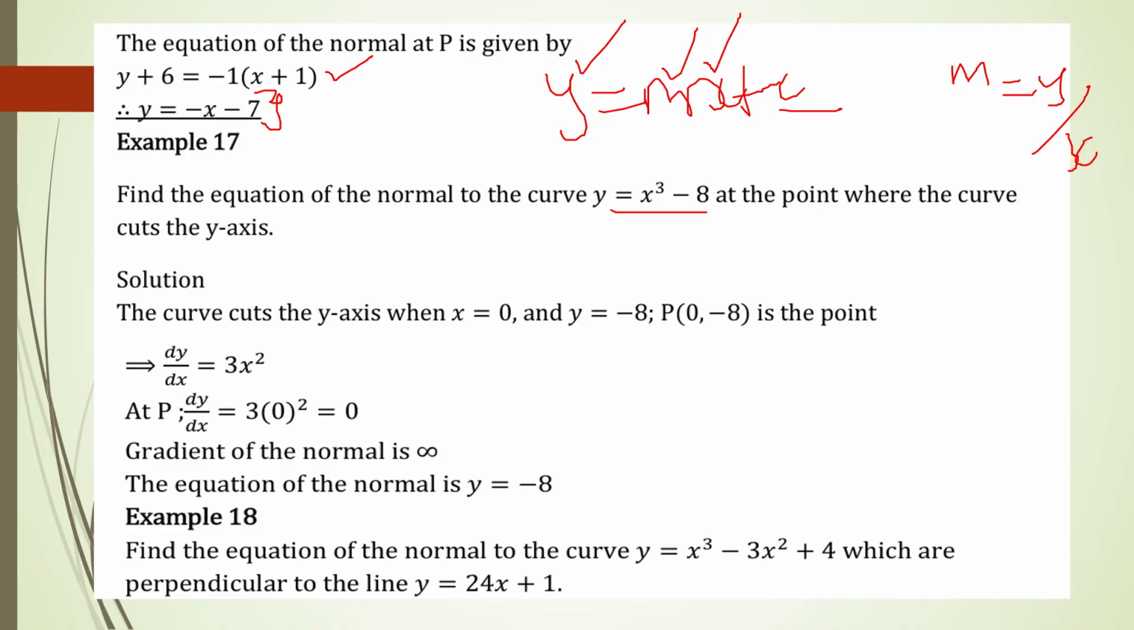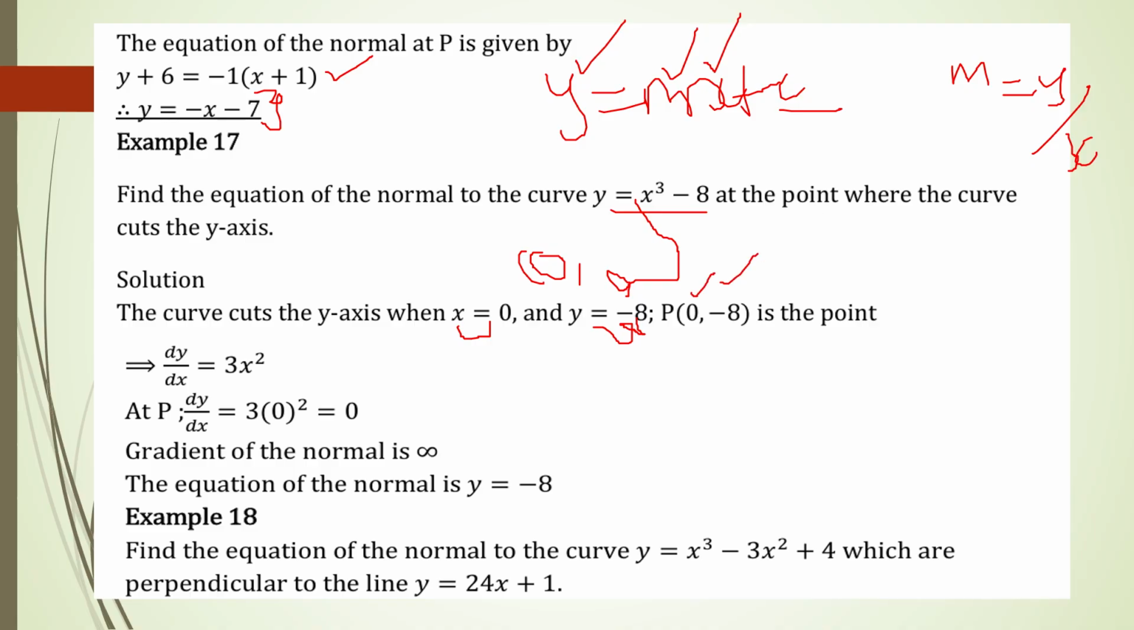So the solution for that, remember that at the y-axis, x is always equal to 0. Since x is equal to 0, we already have the coordinate for x, so we need the coordinate for y. We simply get the curve and substitute x equals 0. We shall end up with the value of y to be -8. That means you are going to be using the point (0, -8).